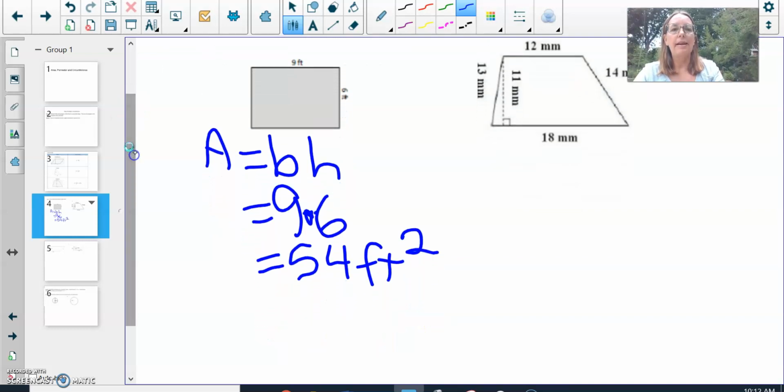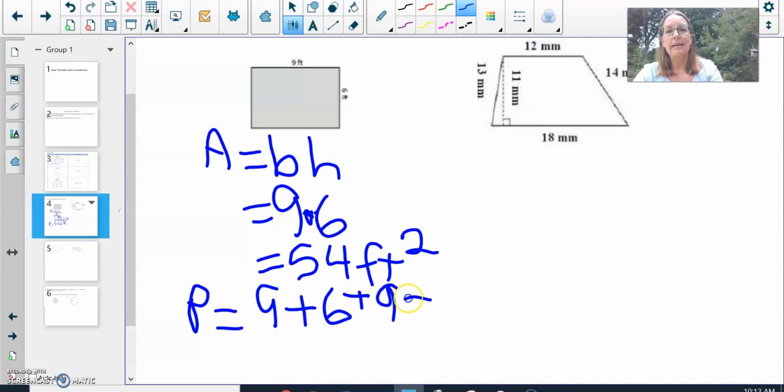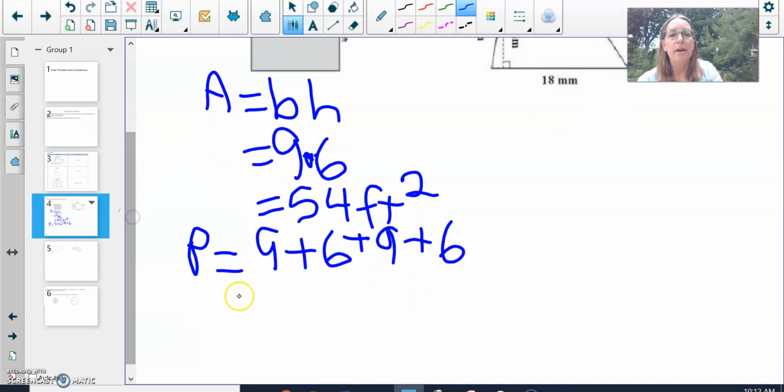For perimeter, I would add up all the outside edges. So I would add 9, 6, 9, and 6. So you could also do 9 plus 6 is 15 and then multiply it by 2. Either way, we get the perimeter is 30 feet.